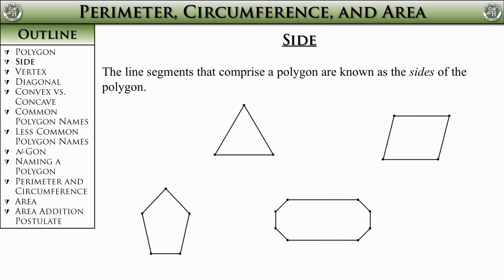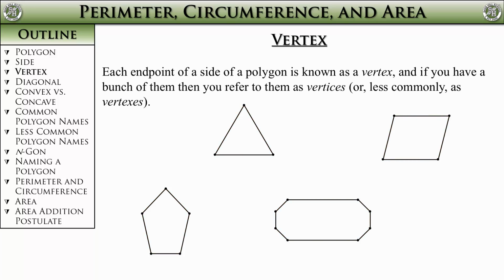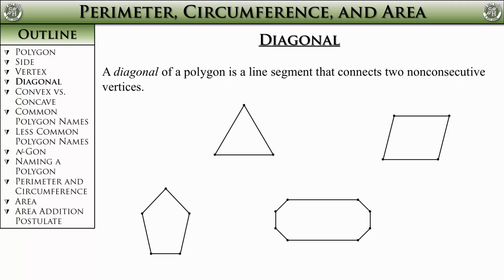Let's quickly go over some polygon anatomy. The line segments, which comprise a polygon, are known as the sides of the polygon. Each endpoint of a side is known as a vertex. If you have a bunch of them, like here, then you refer to them as vertices, or less commonly, as vertexes. This is the official definition of a diagonal of a polygon.